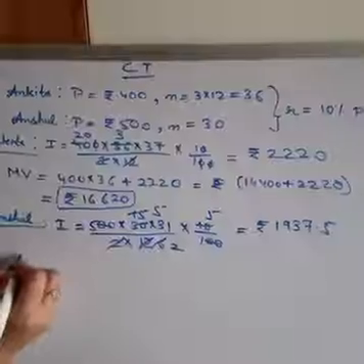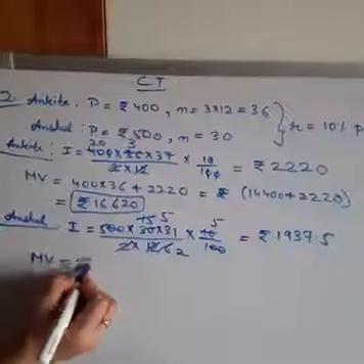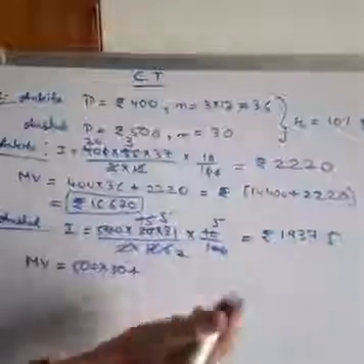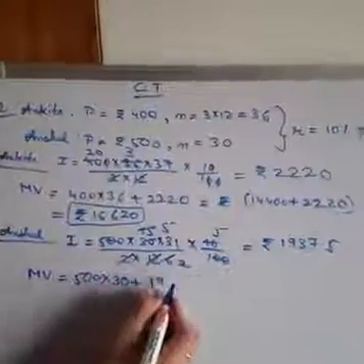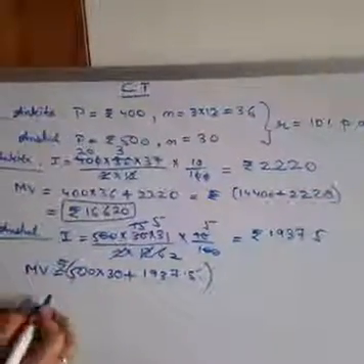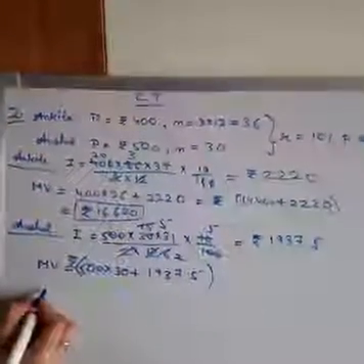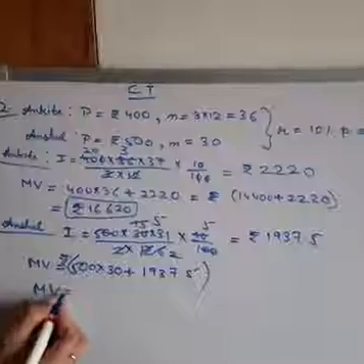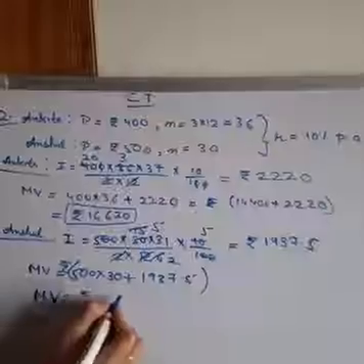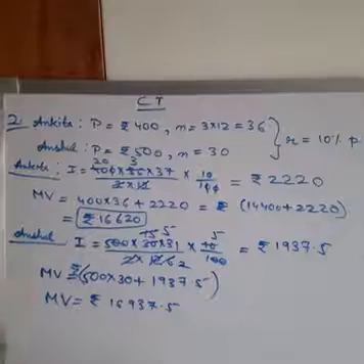Okay. So then maturity value. Maturity value is P into N, that is 500 into N, that is 30, plus I that we have just now calculated, rupees 1937.5. Okay, and so this will give 5 into 3, 15. So 15,000 plus 1937.5, that means the maturity value will come to be equal to rupees 16,937.5. Now this is not the only thing asked.